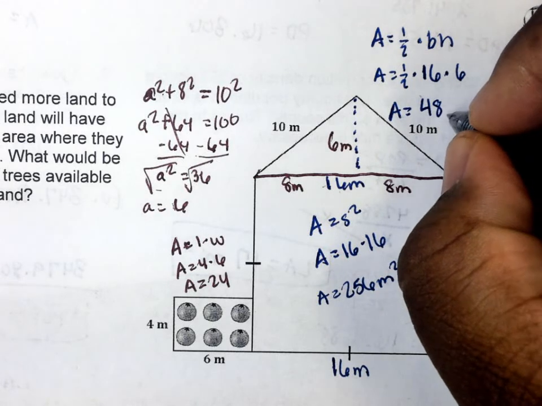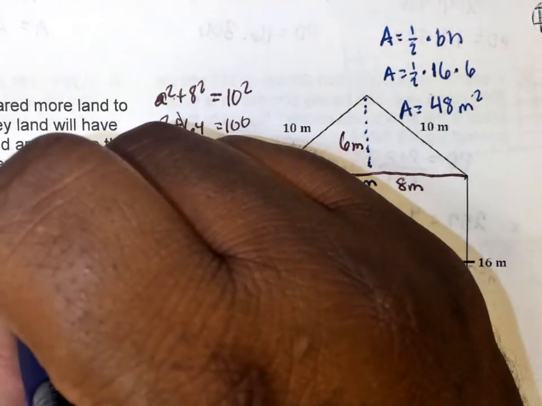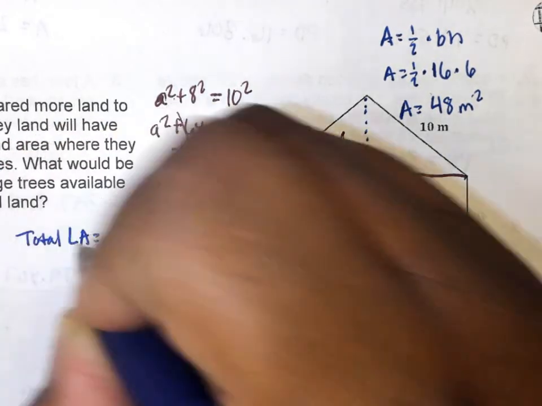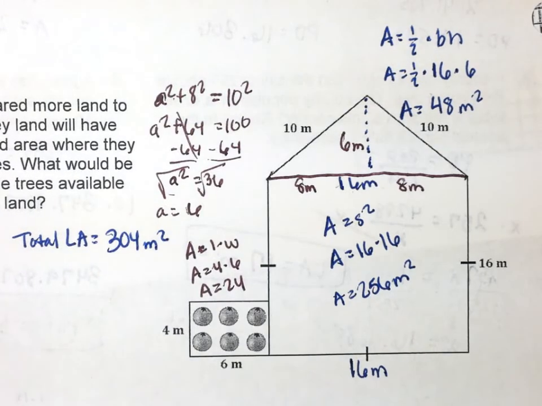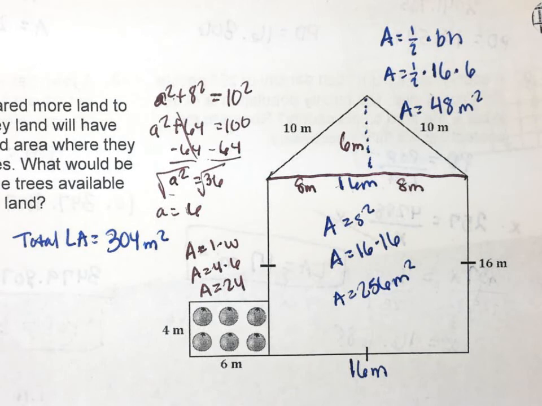Alright, so 48, this is meters squared. So those are my two areas, 256 and 48. My total area then would be what? Or my total land area? My total LA would be 304. This is meters squared. That's just me adding 256 and 48 together. Please don't be confused about that. You already did the 4 by 6, whatever that is. Yeah, I did that already.